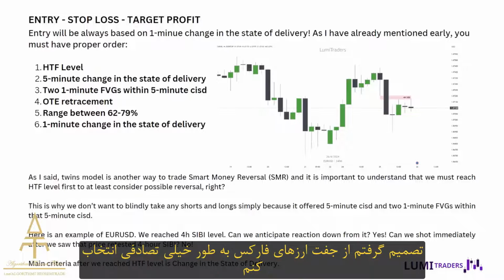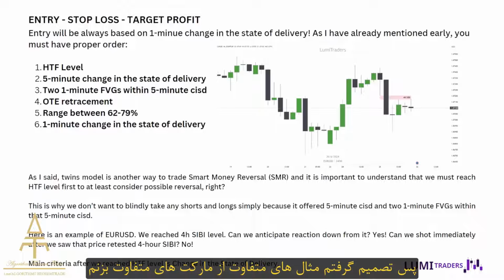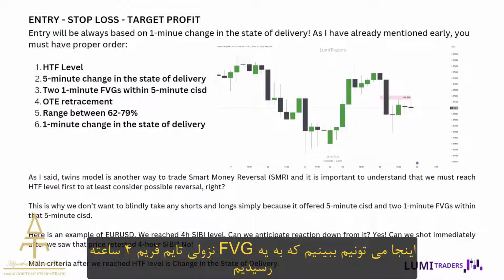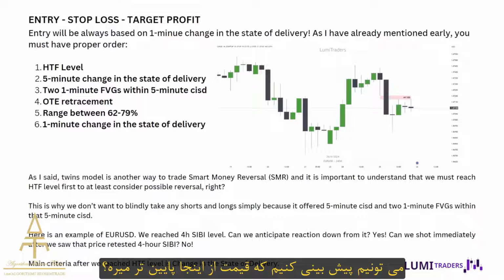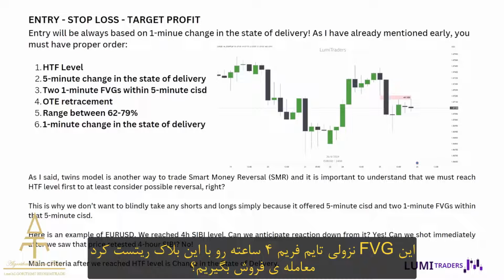I decided to pick a random forex pair just as an example, because I'm an indices trader, I'm a futures trader, so I decided to use different examples from different markets. So here we can see we reach a 4-hour bearish fair value gap. Can we anticipate the action down from it? Of course we can. Can we short immediately after the price retested this 4-hour bearish fair value gap?